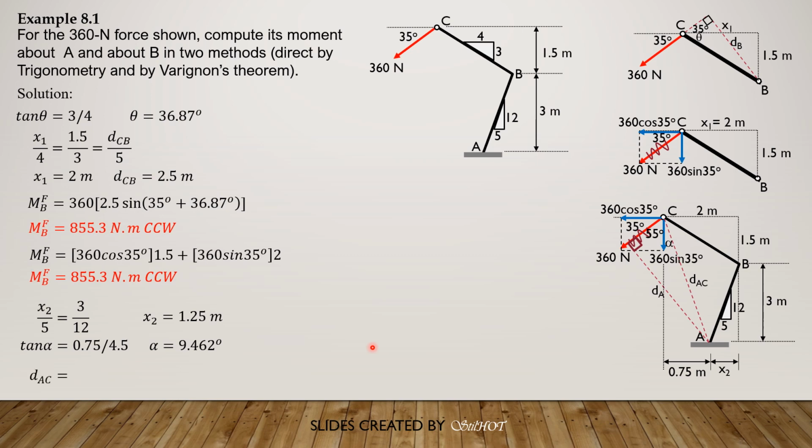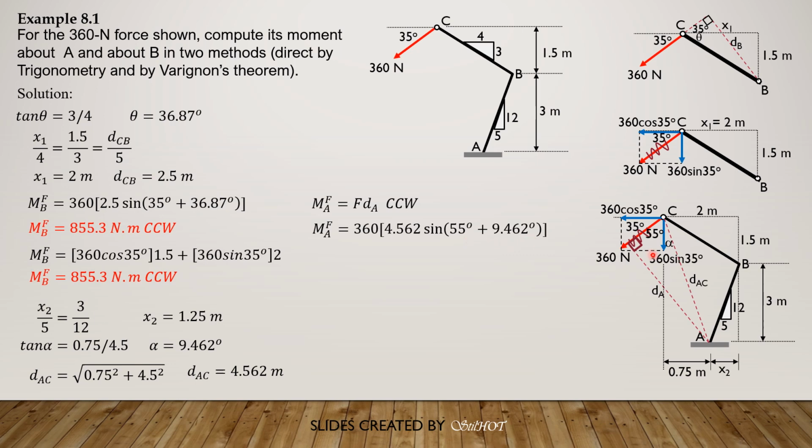Distance AC is square root of 0.75 squared plus 4.5 squared, so distance AC is 4.562 meters. Having found distance AC and alpha, the moment about A is counterclockwise, 360 times d sub A, and d sub A is distance AC, 4.562, times sine of quantity 55 plus alpha. So it is equal to 360 times 4.562 sine of quantity 55 degrees plus 9.462. So the moment of F about A is 1482 Newton meters counterclockwise.